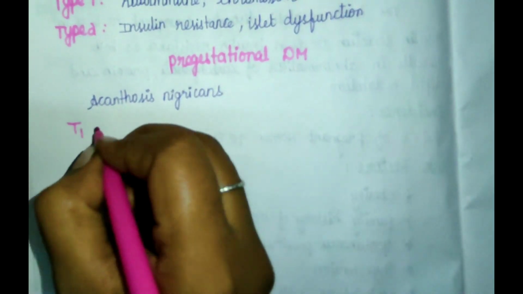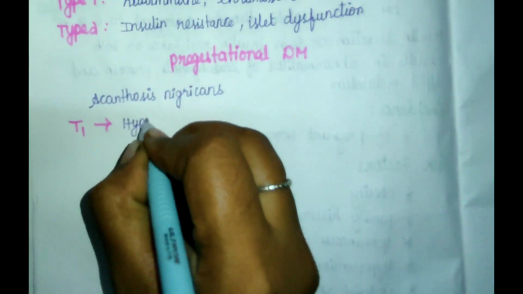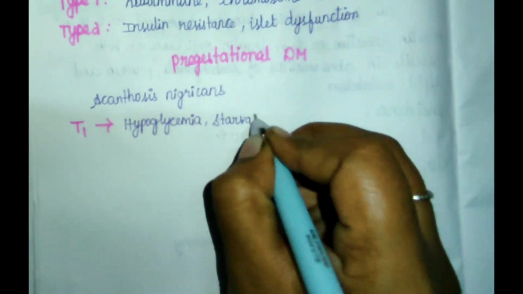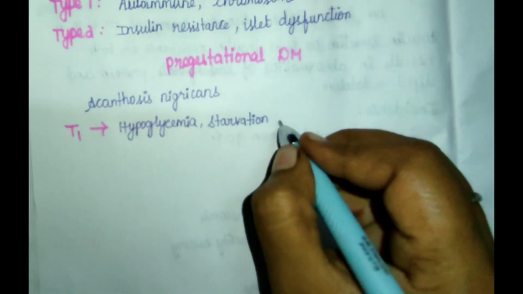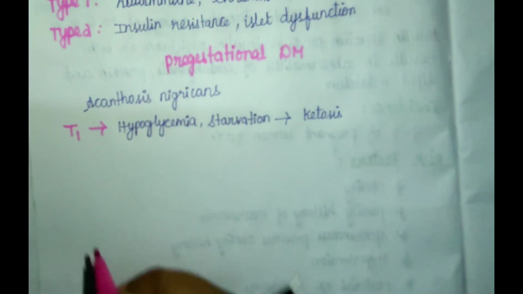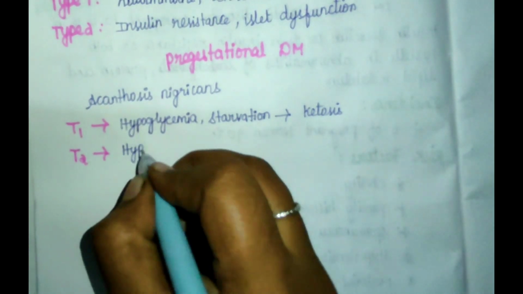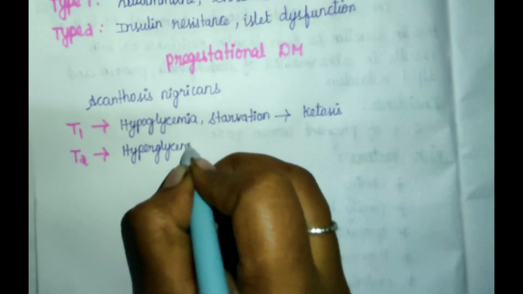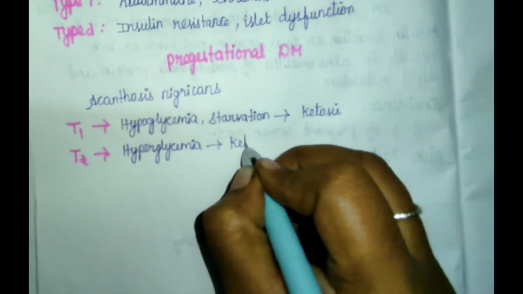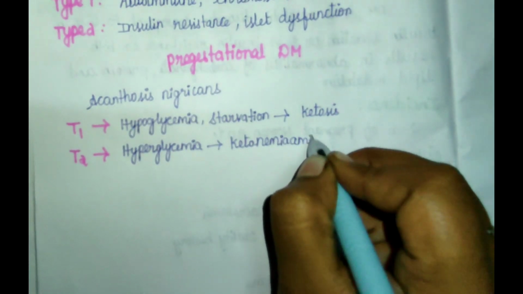In pre-gestational diabetes mellitus, type 1: here there will be hypoglycemia, starvation. Starvation will lead to ketosis. And next one is type 2. In type 2, hyperglycemia will be present. Hyperglycemia will lead to ketonemia, acidemia.